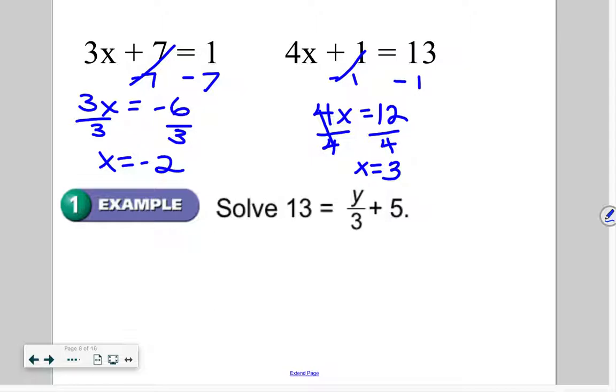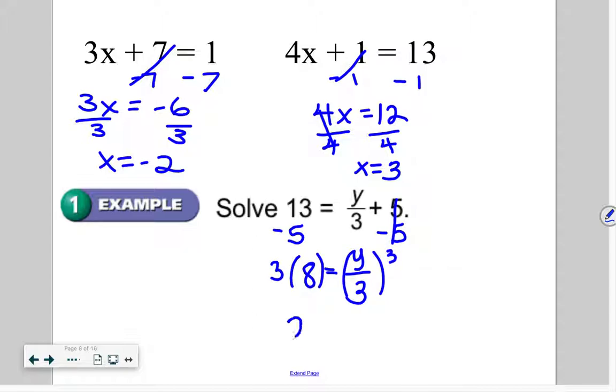Next, what are we going to do to get y on a side by itself? Subtract 5. Right, we're still undoing all addition and subtraction first. So what's 13 minus 5? 8 equals your y over your 3. How are you going to get y on a side by itself now? Multiply both sides by 3. What is 8 times 3? 24. So y should equal 24.